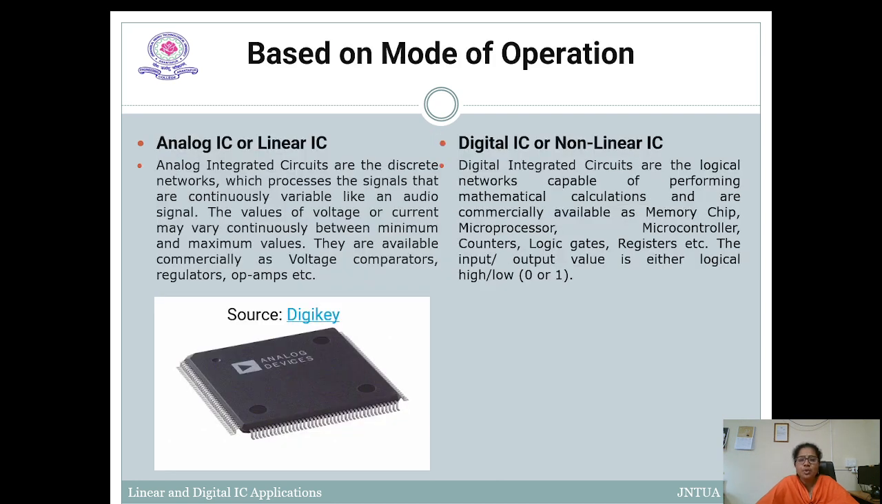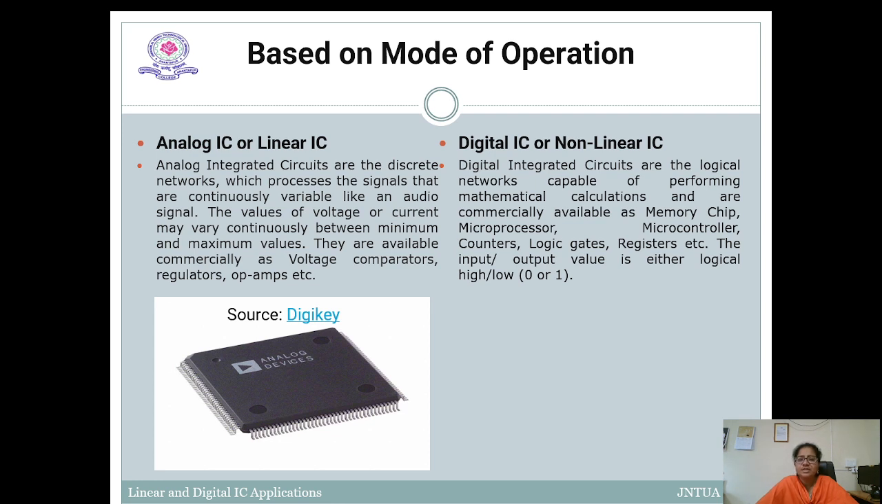Now, based on mode of operation, the operation of ICs also differs. So based on mode of operation, these are the analog IC or linear IC, and digital IC or non-linear IC. Analog ICs are integrated circuits or discrete networks which process signals that are continuously variable, like an audio signal. The values of voltage and current may vary continuously between minimum and maximum values. They are available commercially as voltage comparators, regulators, op-amps, etc.